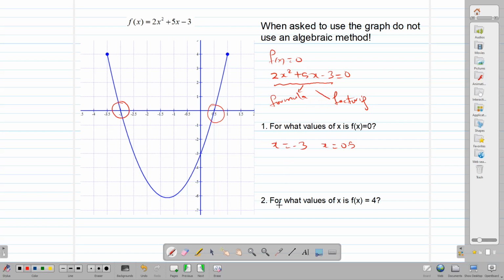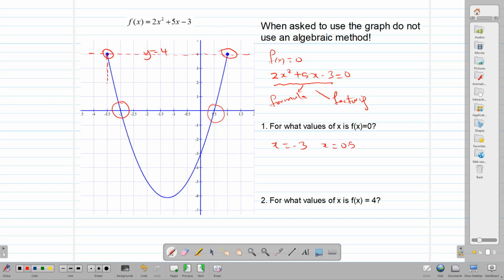All right, so for what values of x is f of x equal to 4? For that, we need to put a line through 4 on our y-axis. This is the line y equal 4. Let's label it y equal 4. And we need to say, where does the line y equal 4 intersect our quadratic graph? It intersects it here at this point.